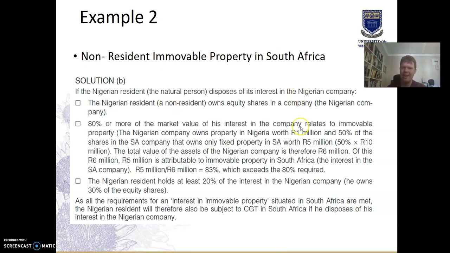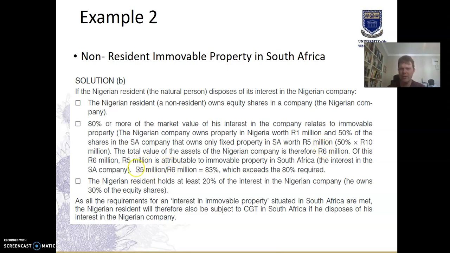They have the land in Nigeria worth 1 million, and the shares in the South African company worth 5 million. Now it's important, of that 5 million, all of it is South African immovable property. So the value of the company is 6 million. You with me so far? The total value of the company is 6 million from the two assets.